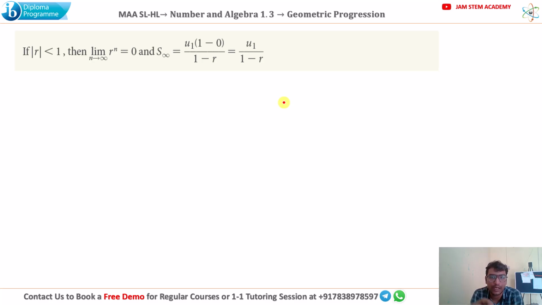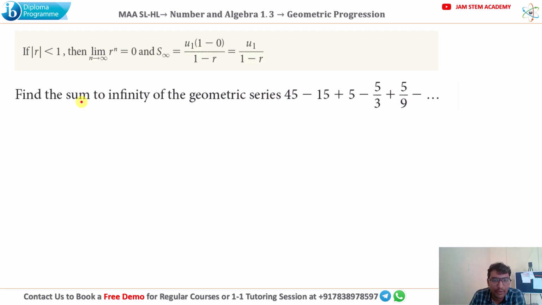Now next, let's solve a question on this. Find the sum of infinitely many terms of the geometric series 45, minus 15, 5, minus 5 by 3, 5 by 9, and so on. Infinitely many terms are there. So let's check whether the common ratio is lying between 0 to 1 or not with the magnitude value.